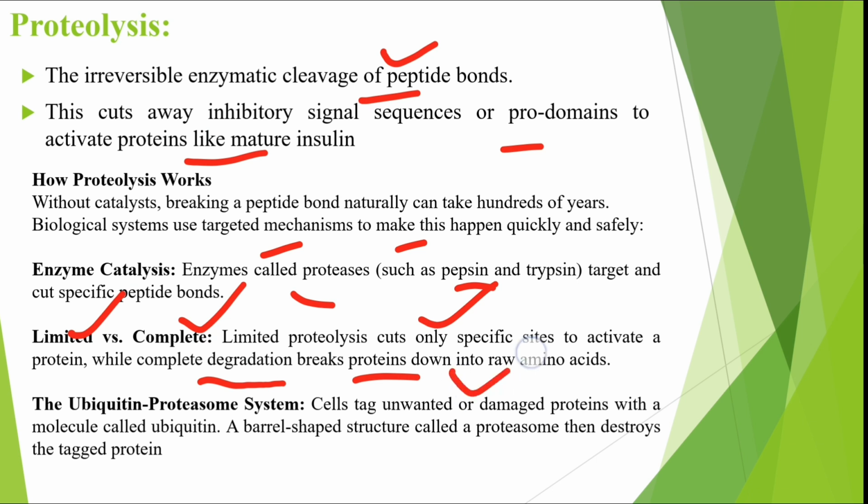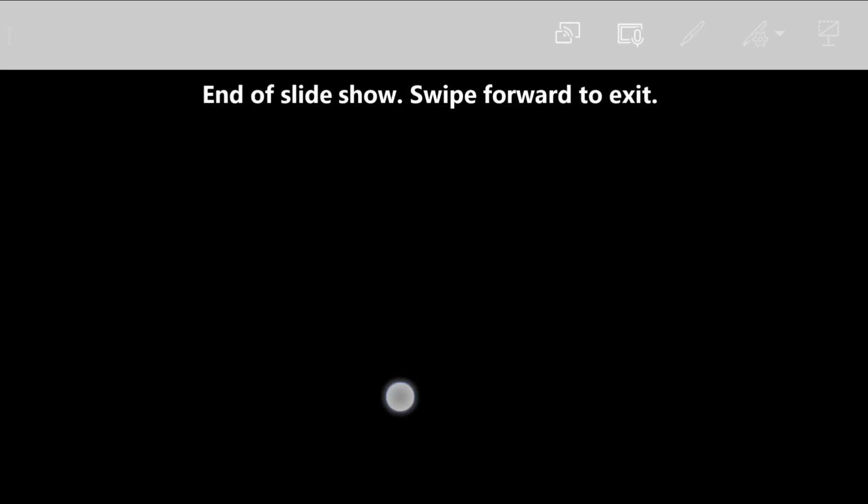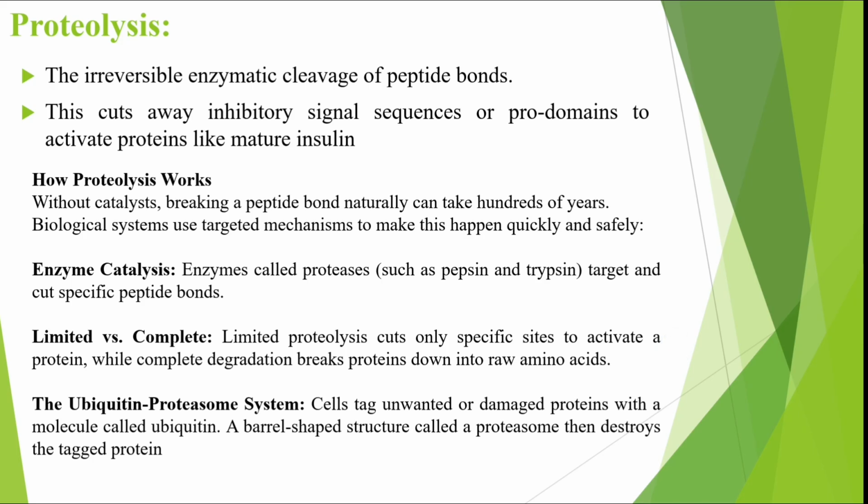Here cells tag unwanted or damaged proteins with the molecule ubiquitin. A barrel-shaped structure called the proteasome then destroys that tagged protein, which is called ubiquitin-aided proteolysis or protein degradation. So it is all about post-translational modifications, which take place after the translation process, after the protein is manufactured or formed. With this I am concluding my lecture video here.